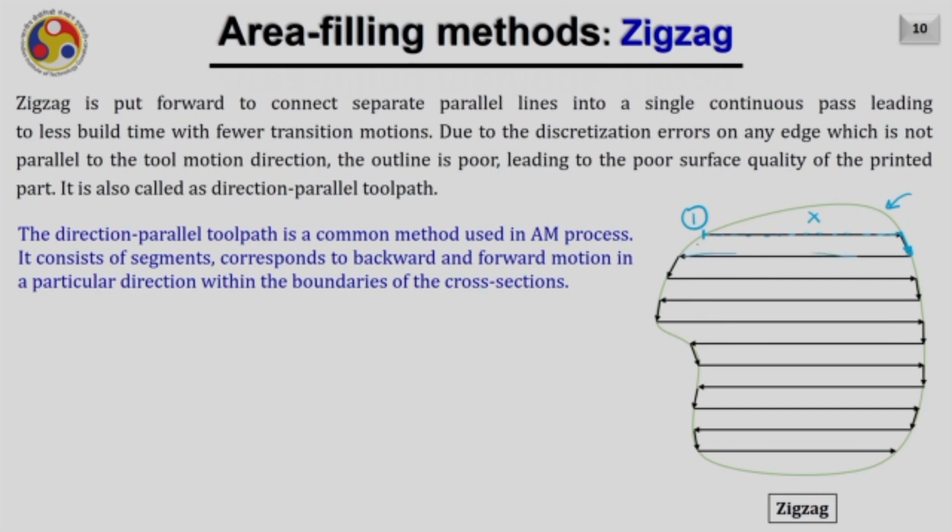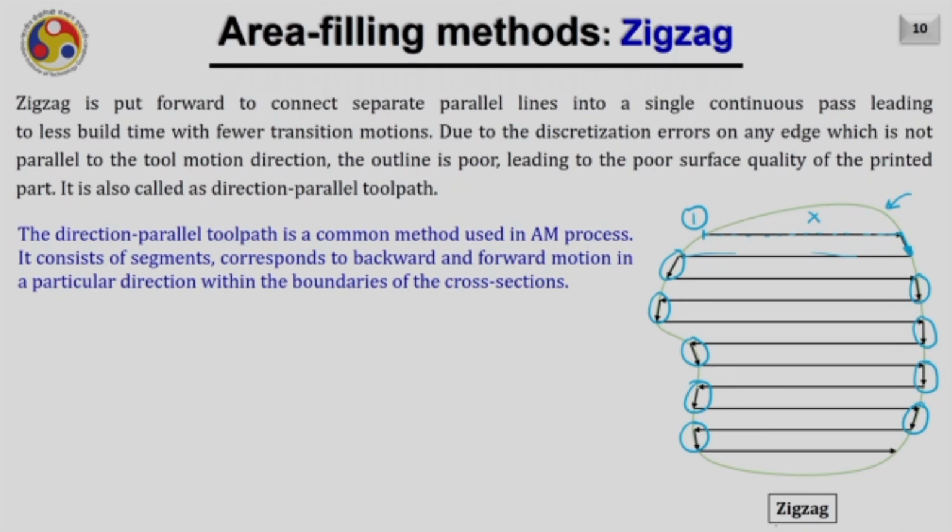So what is happening here: you can see these edges or the boundary of the contour are approximated by linear edges like this. However, due to the discretization error on any edge which is not parallel to the tool motion direction, the outline is poor, leading to poor surface quality of the printed part.